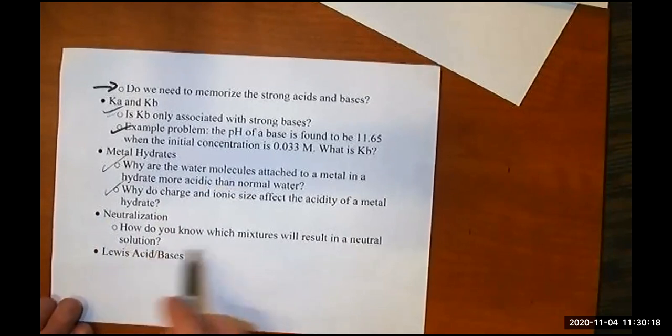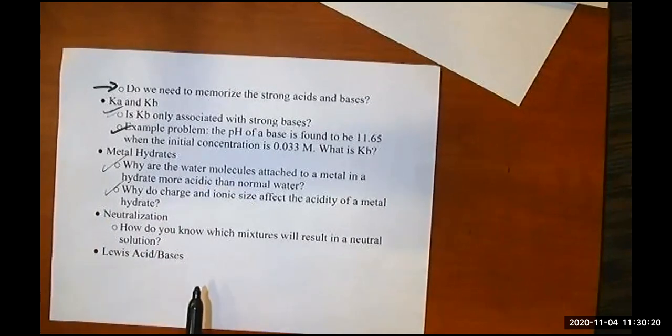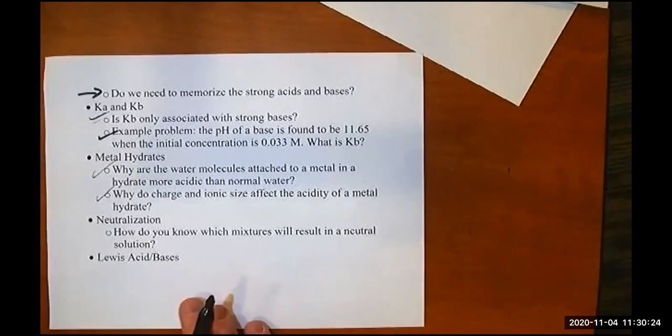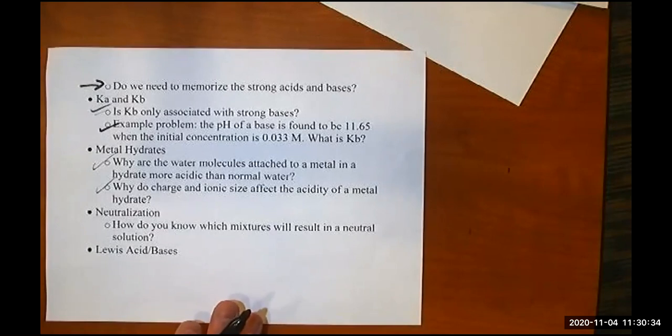How do you know which mixtures will result in a neutral solution? This is something that the textbook spends an inordinate amount of time talking about, and there are apparently a lot of Newton questions on this as well. And I think that's really silly because I don't think these questions are particularly useful. It gives you the impression that if you take a strong acid and a strong base and mix them together, you will get a neutral solution. It flat out states that, right?